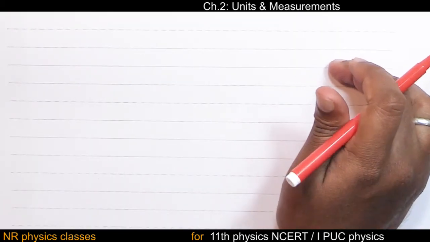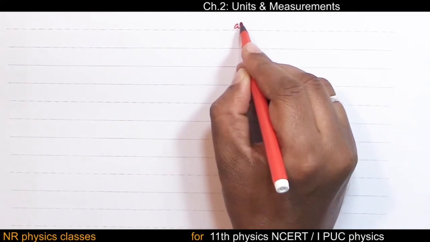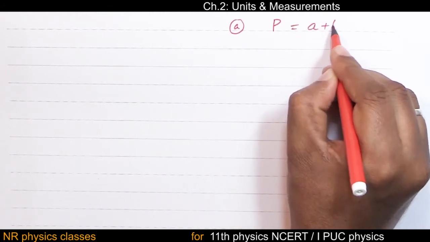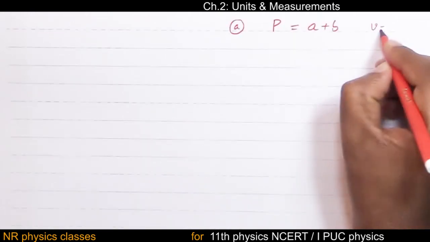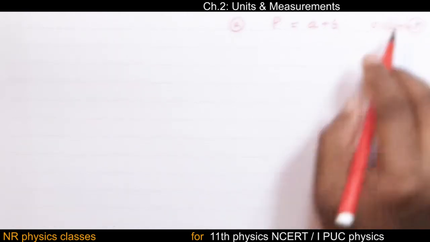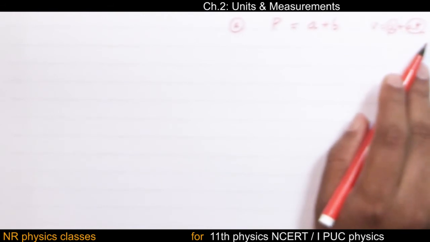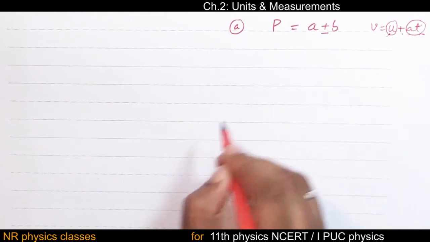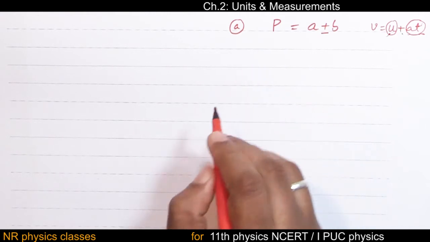Propagation of errors. When we have equations like P equal to A plus B, for example, V equal to U plus AT, okay, see, some quantity plus combination of other quantities. So if there is plus or minus, then we have to deal with only absolute error.